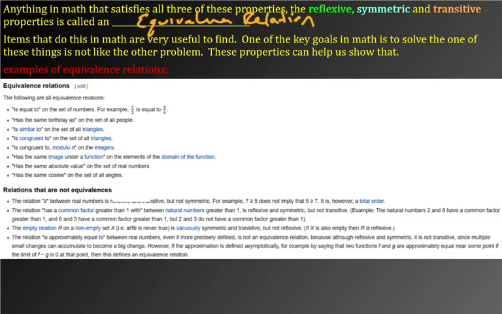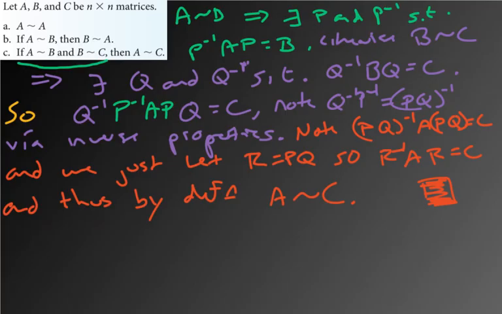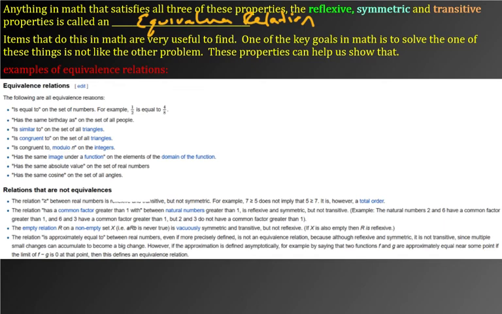And the way you prove it is you literally do what we just did here. You would need to go through and prove all three of those properties. So we just proved that similarity of matrices is an equivalence relation. So if you have two matrices that are similar, then they're structurally about the same thing. That's kind of the idea. It helps us classify them, which is really useful in math.